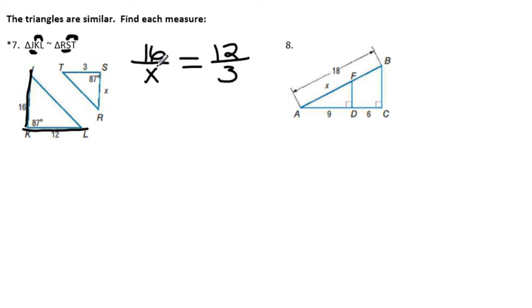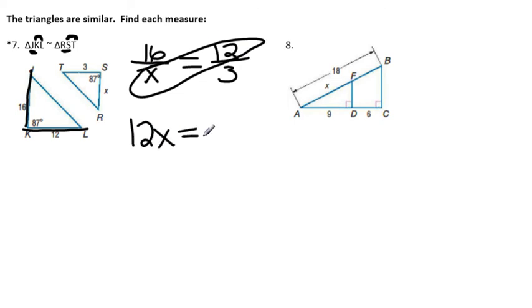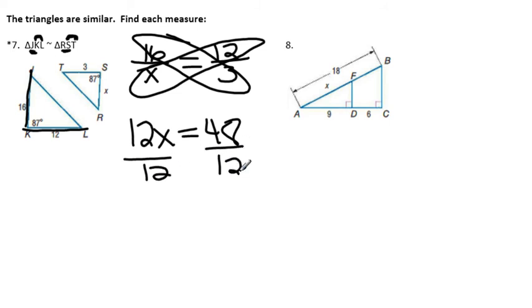To find x, we'll cross multiply. We have x times 12, which is 12x, and that equals 16 times 3, which is 48. We're going to divide both sides by 12, and we will get x equals 4.